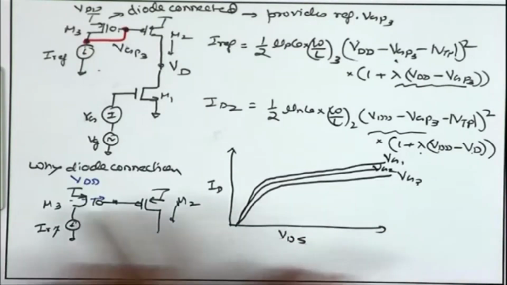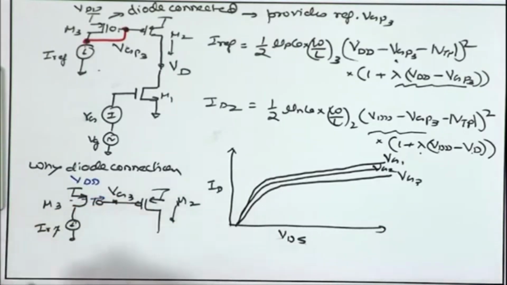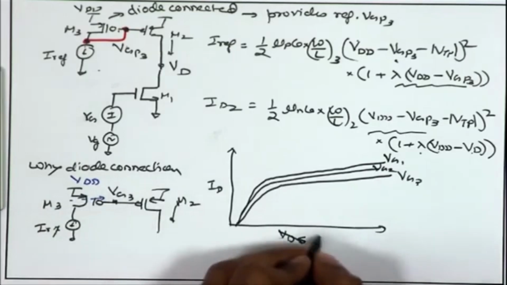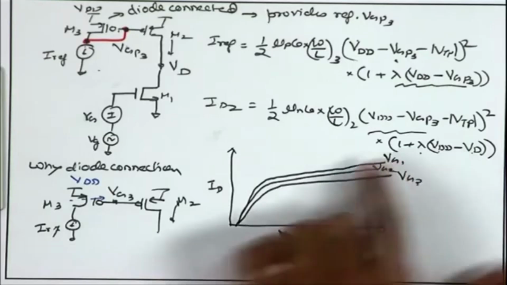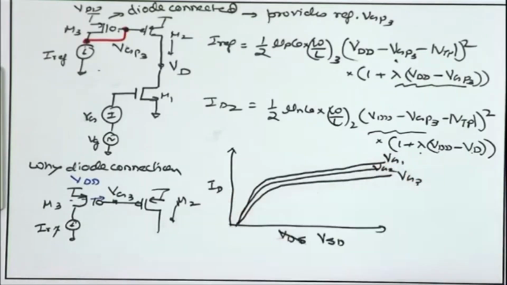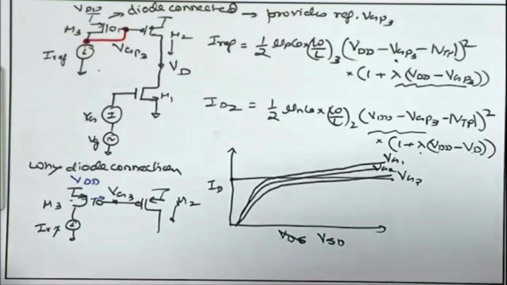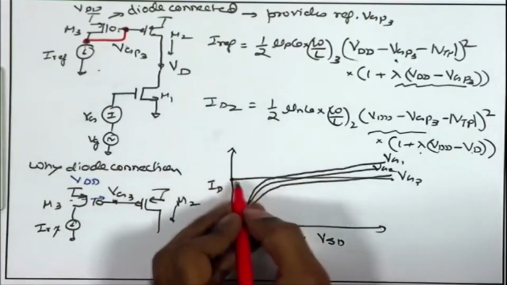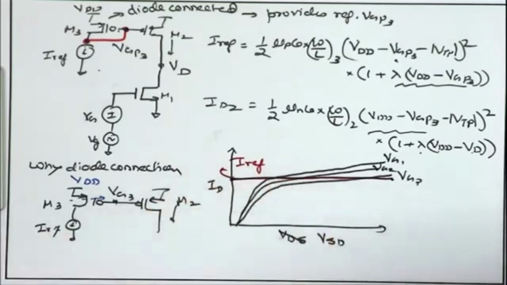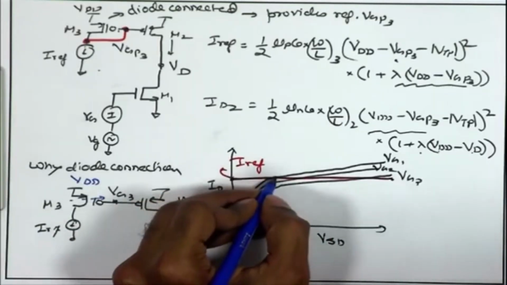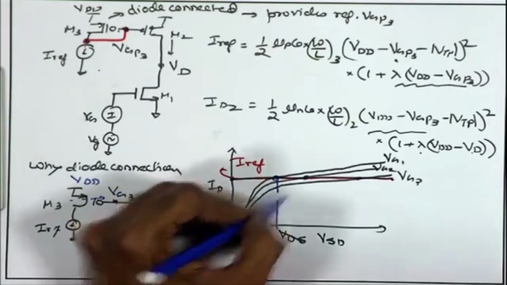If I am drawing these characteristics for M3 where my VG3 is not defined in a proper way, let me call this VSD because it is for PMOS. So, ID versus VSD. My VG3 is not very well defined. As a result, if I draw a straight line, my current is somewhere over here. This is the IREF that I am putting in. For this IREF, I do not know where my VD is going to be. It can be here, it can be here, it can be here. I do not know where my VSD is. It is not well defined.